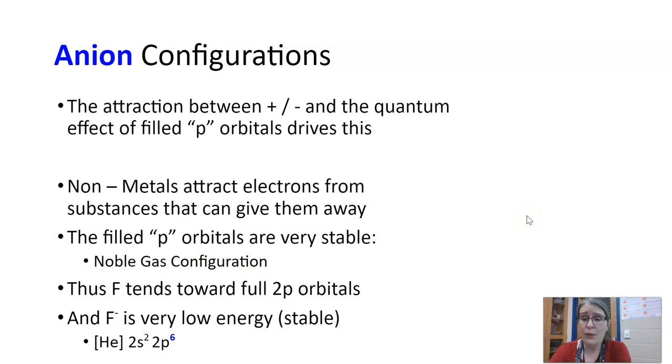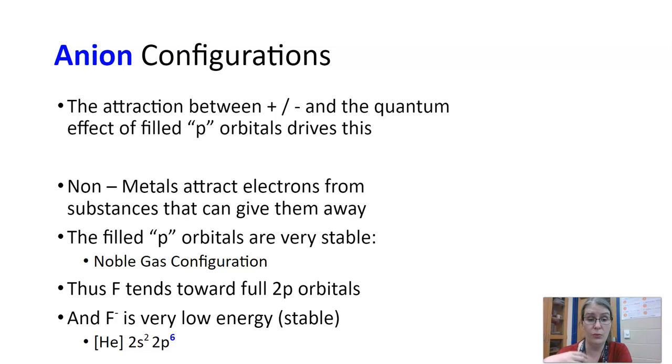So the last thing to look at is what happens if we have ions. Remember, we said that non-metals are the ones that will gain electrons. They will attract the electrons given away from metals. That's because we're trying to get to the noble gas configuration. Thus, if I look at something like fluorine, fluorine is element number 9. Well, the nearest noble gas is 10, neon. So the closest low energy state is the same number of electrons as neon, 10.